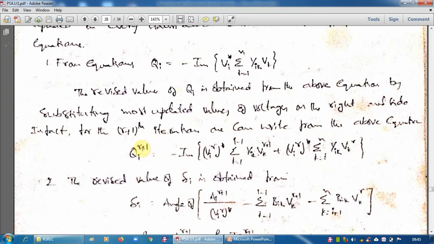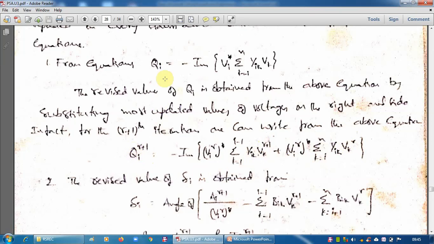If we are at the (r+1)th iteration and calculating the ith bus Q, then we can substitute up to the (i-1)th bus fresh values, the same iteration values r+1. Beyond that, from i+1 to n, we have to substitute old values, that is r only. Here r+1 means fresh or current iteration, and r means previous iteration. Previous iteration values of bus voltage are to be substituted. Same thing for the voltage equation we have seen. Here also same thing for Q.